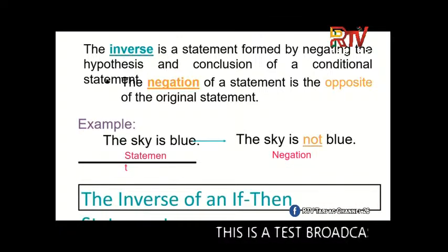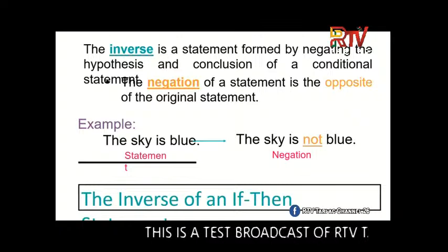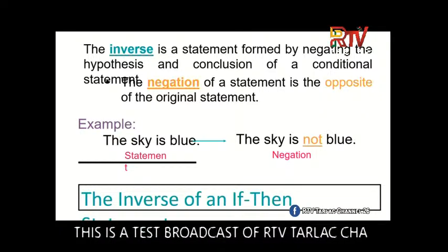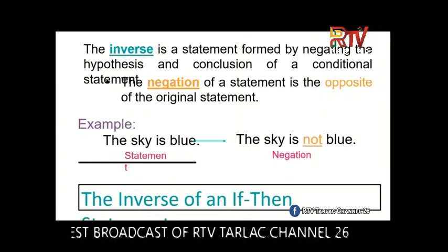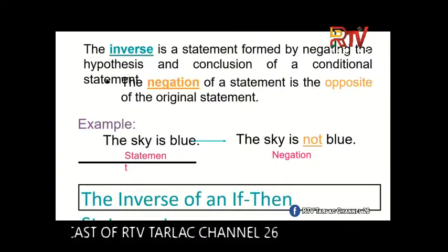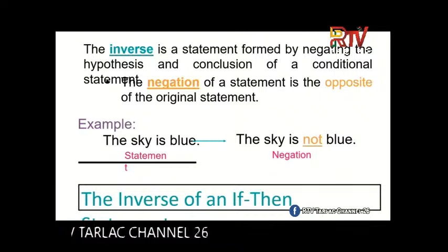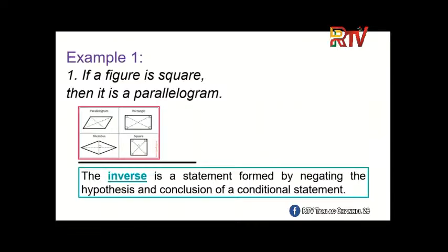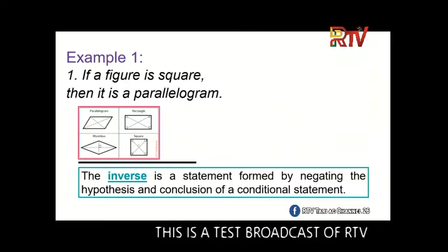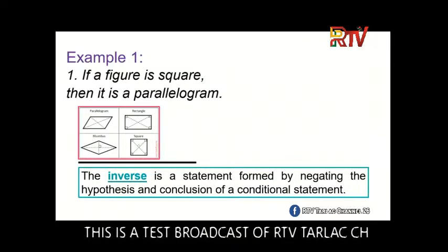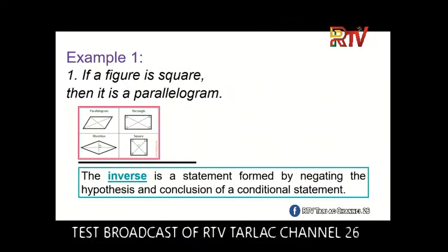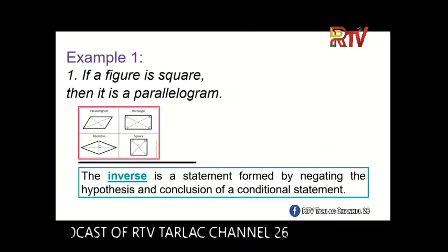For example, if we are given the statement, the sky is blue, its opposite or its negation is, the sky is not blue. Okay, is that clear to you? Let us look at the examples on page 21 in your compendium of notes. For the first example, the statement is, if a figure is a square, then it is a parallelogram.